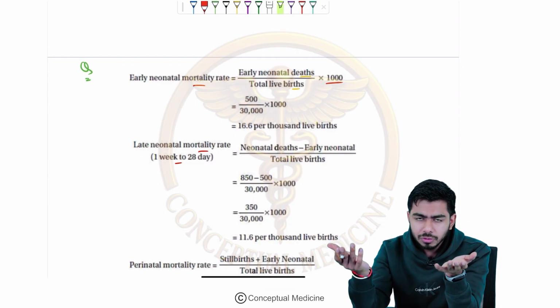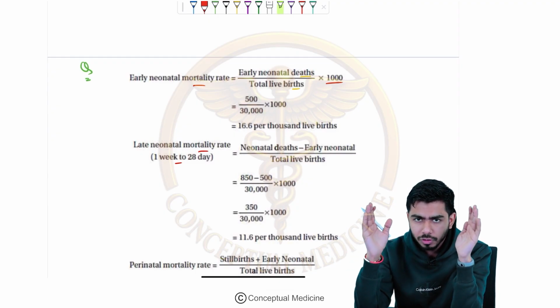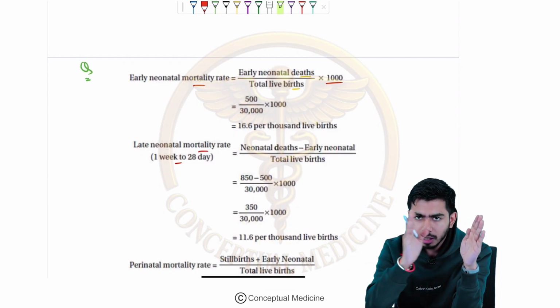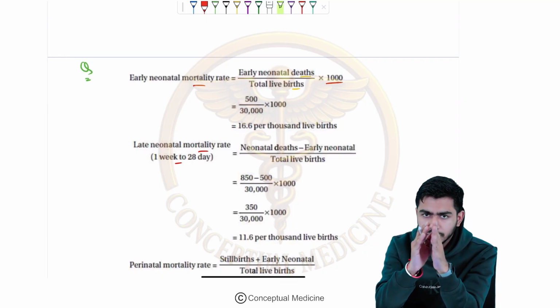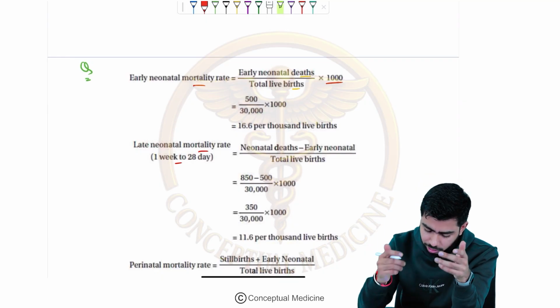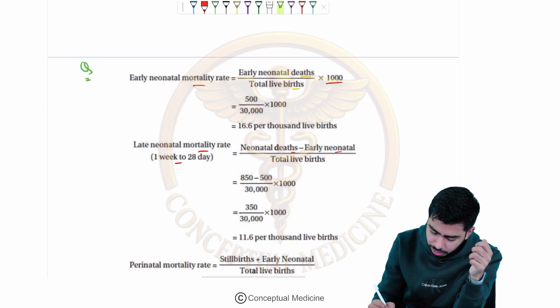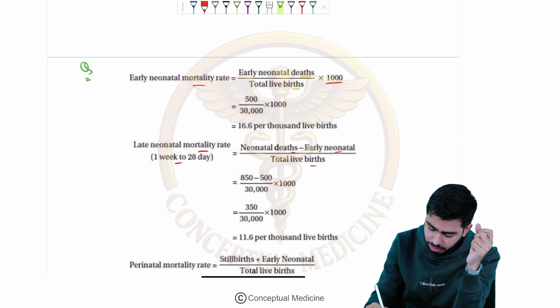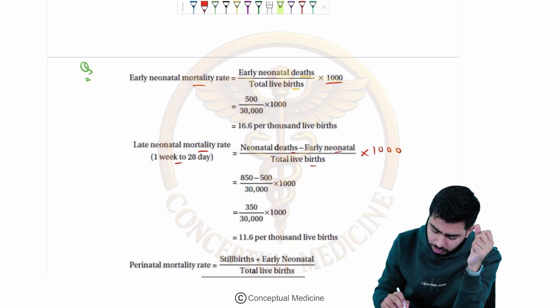Then simply what we need to do is remove from the neonatal period the early part. If we remove the early part, we will be left with the late neonatal period. So that is the thing over here: neonatal death minus early neonatal death, divided by total live birth, multiplied by 1000, you can see.